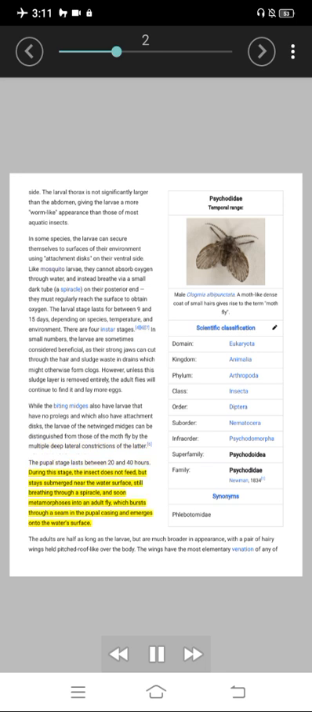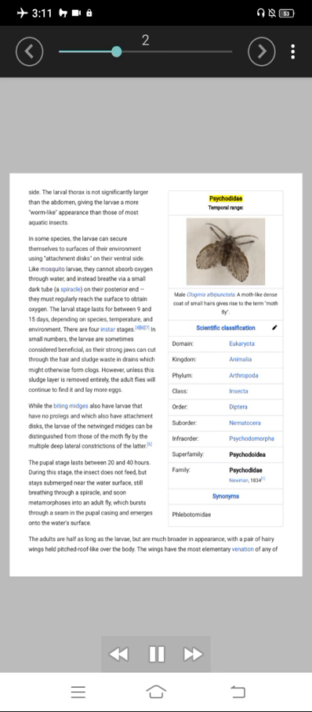During this stage, the insect does not feed, but stays submerged near the water surface, still breathing through a spiracle, and soon metamorphoses into an adult fly, which bursts through a seam in the pupal casing and emerges onto the water's surface. The adults are half as long as the larva, but are much broader in appearance, with a pair of hairy wings held pitched roof-like over the body. The wings have the most elementary venation of any of Psychodidae.